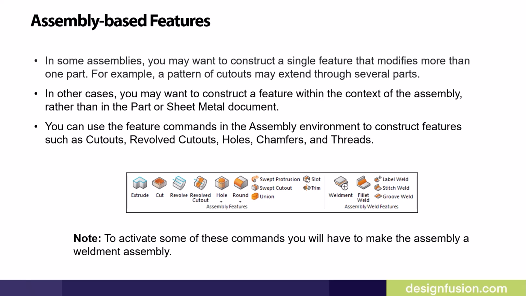To perform either of these scenarios, you can use the feature command in the assembly environment to construct features such as cutouts, revolved cutouts, holes, chamfers, and threads. Non-cutting features are valid only in weldments. To activate the non-cutting commands, you must make the assembly a weldment assembly.